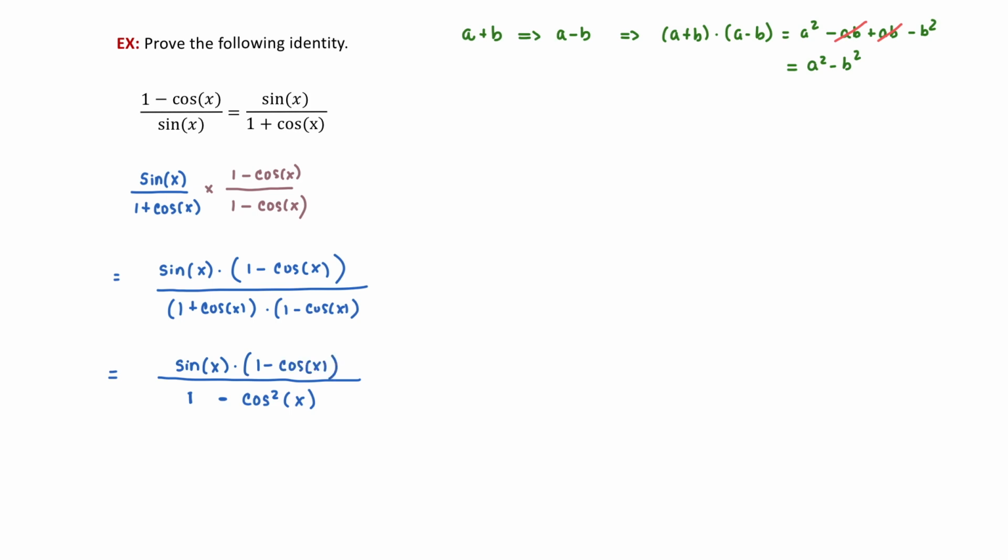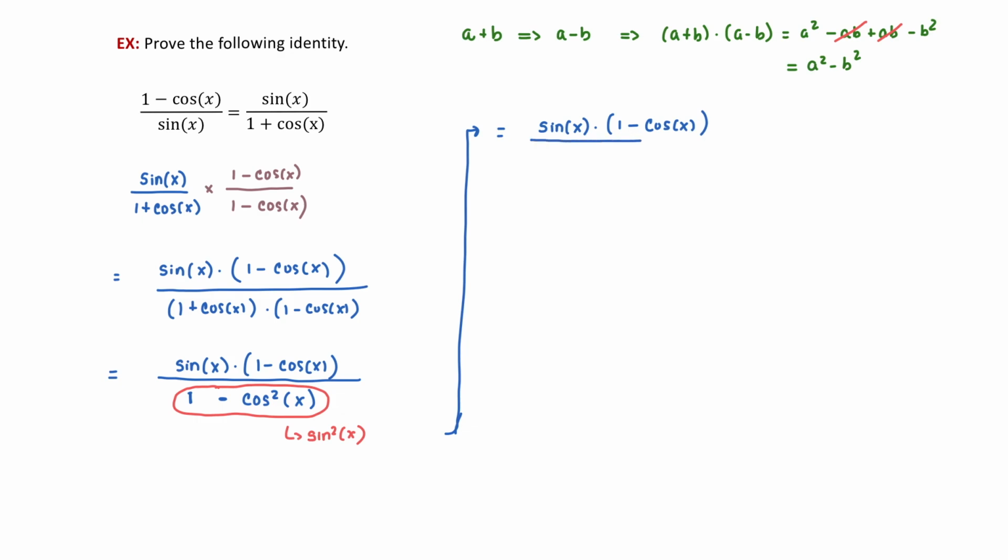Now from the previous example that we just did, remember that 1 minus cosine squared is equal to sine squared x. So I'm going to take advantage of that. I mean, by having sine squared x in the denominator, things are considerably simpler. So I'm going to have sine x times 1 minus cosine of x, all this divided by sine squared x.